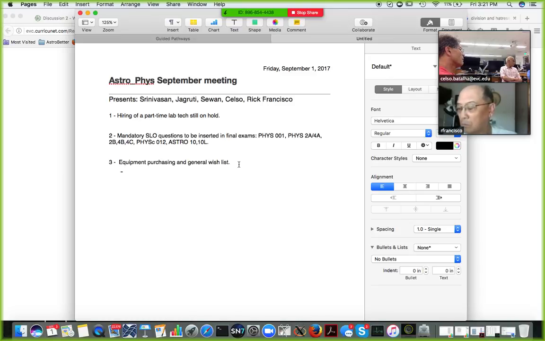Inverse square law for what? For Astronomy 10: how the intensity of sound waves or light waves decreases. Okay, astronomy. But you can use it in physics too.